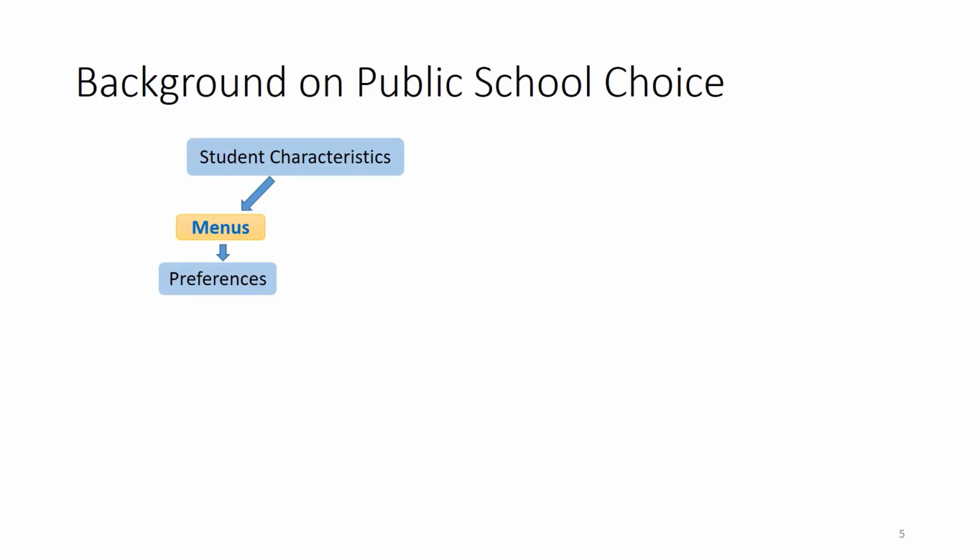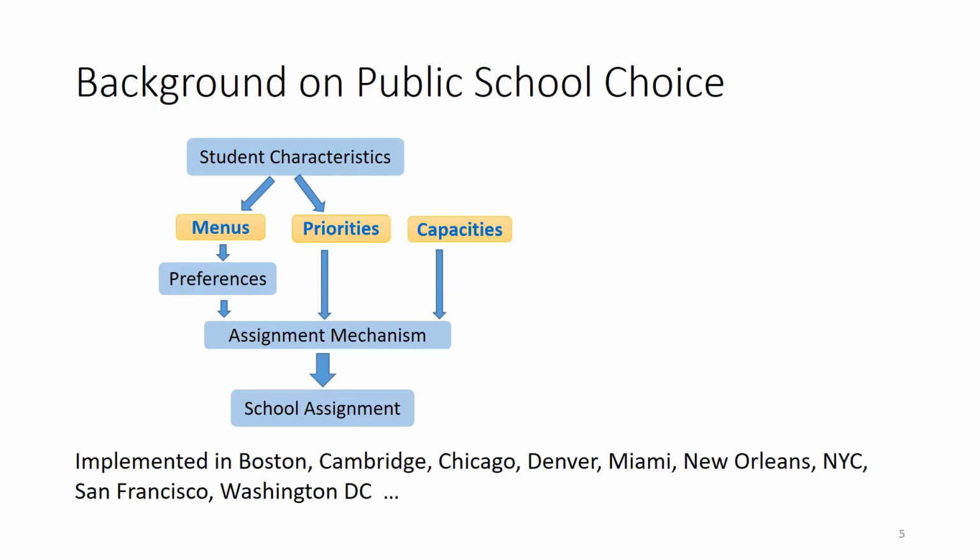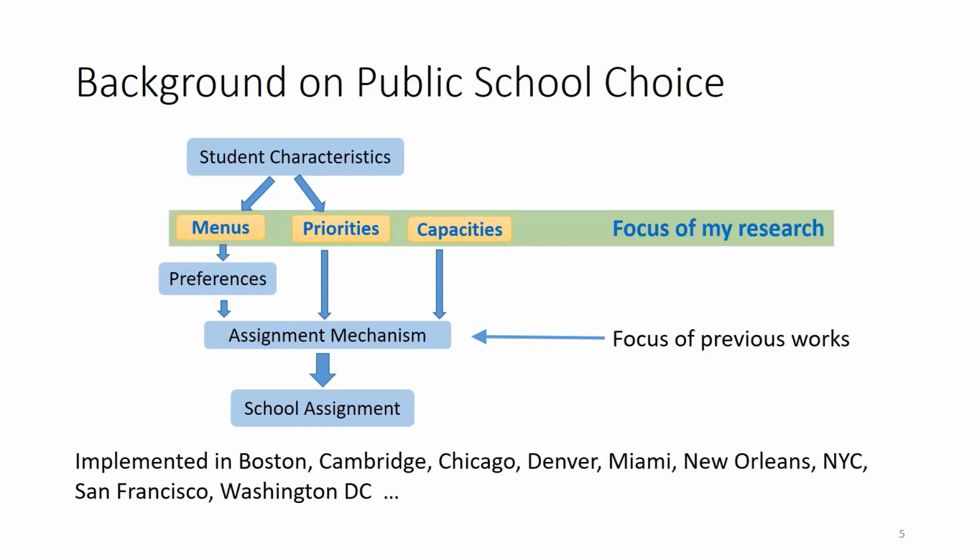Schools also prioritize students based on their student characteristics, such as where they live. Moreover, the school board decides on the capacities of each school. And so these items in yellow, the menus, priorities, and capacities, are controlled by the school board. And these are policy levers. And the preferences, priorities, and capacities are fed into a certain assignment mechanism which determines the school assignment. Such a system is implemented in many cities around the US, as well as around the world. So previous works have focused on this assignment mechanism. My research is focused on these inputs, the menus, priorities, and the capacities.